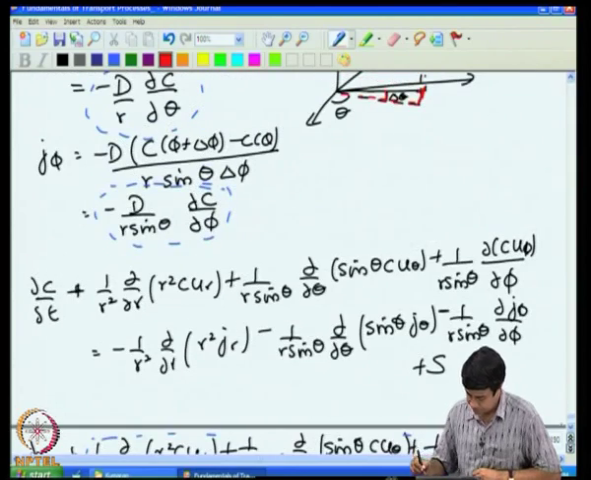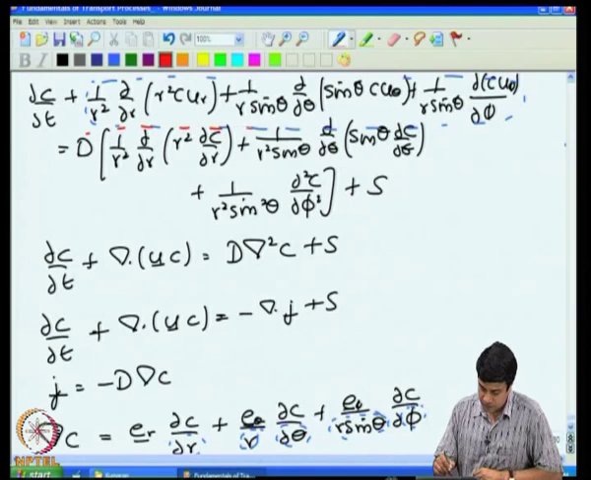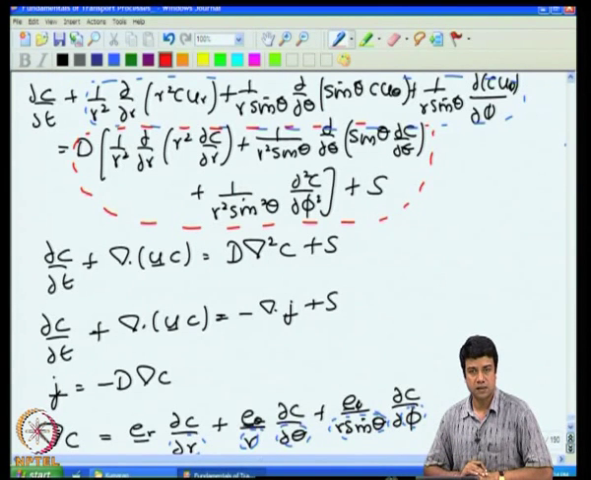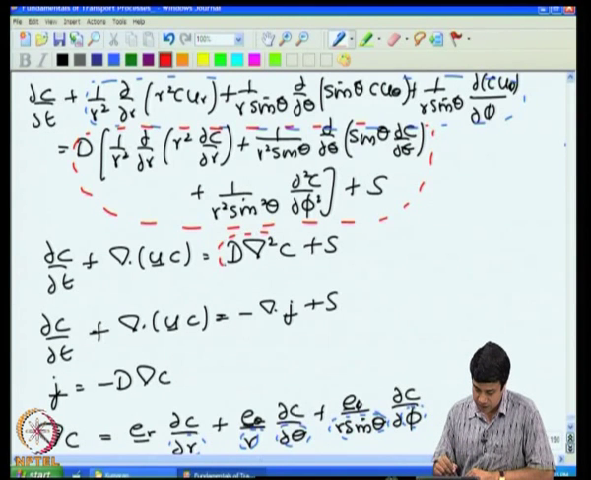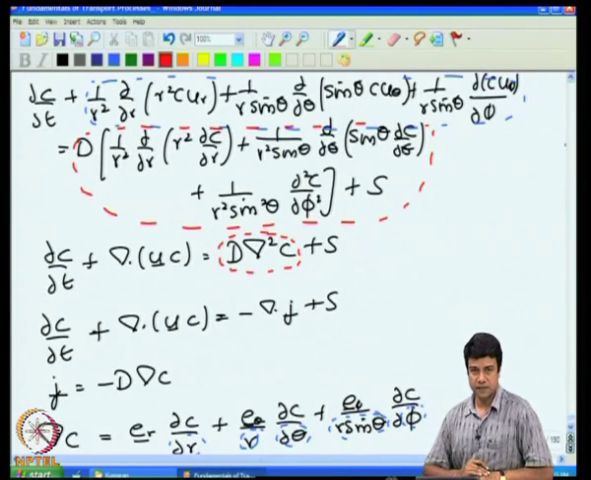And finally, we had defined the Laplacian in a Cartesian coordinate system as d square c by dx square plus d square c by dy square plus d square c by dz square. So, in the Cartesian coordinate system, we had defined that simply in terms of the second derivatives with respect to the coordinates. As you can see here, if the right hand side is equal to del square c, this is a more complicated form of the Laplacian in a spherical coordinate system.